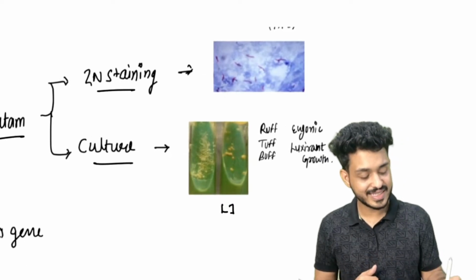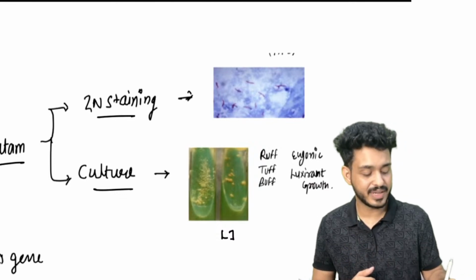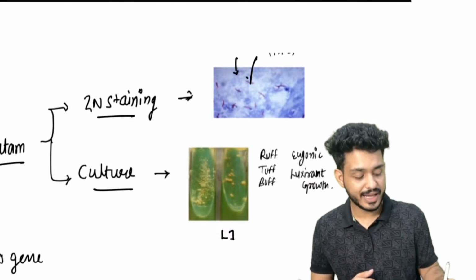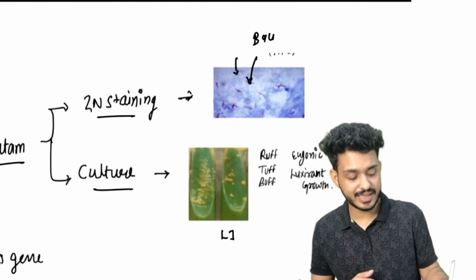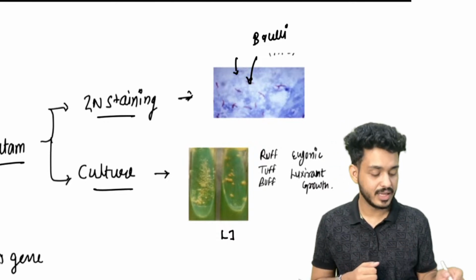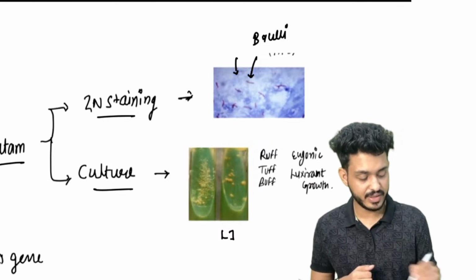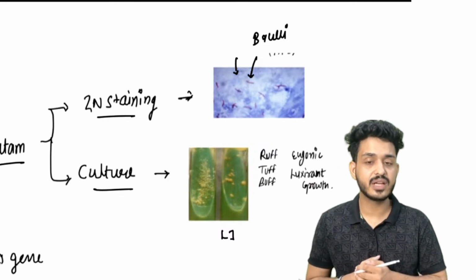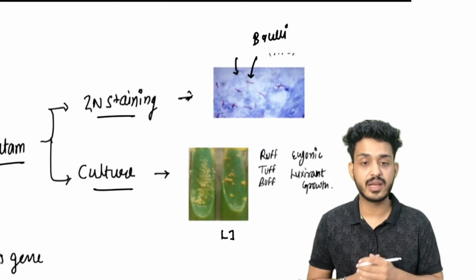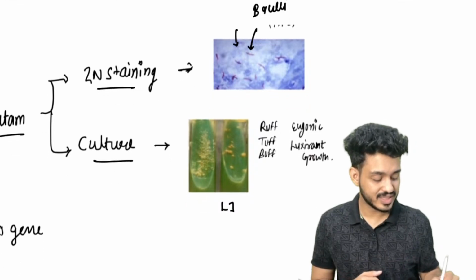In Ziehl-Neelsen staining, you will be having mycolic acid and all those steps. Ultimately, you will be having a blue background, and these are the bacilli that you are finding. These are red bacilli, because they have mycolic acid and are binding with the dye. What is the dye that we are using? We are using carbol fuchsin dye. Carbol fuchsin will be giving red color.